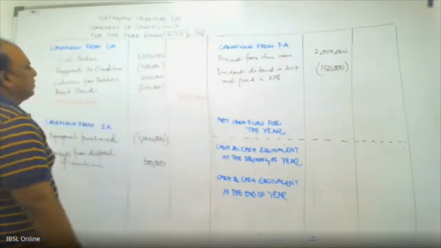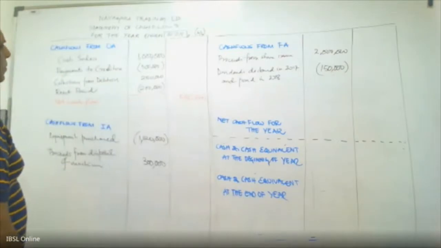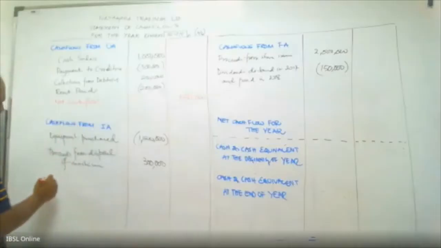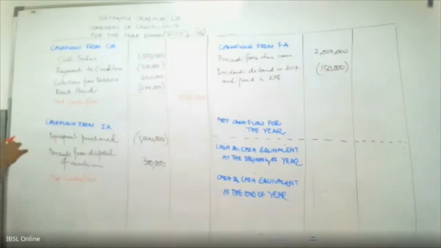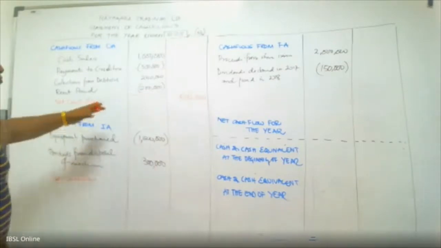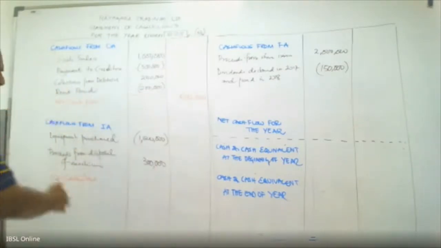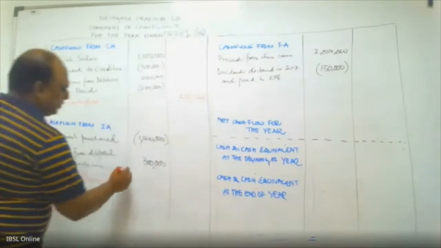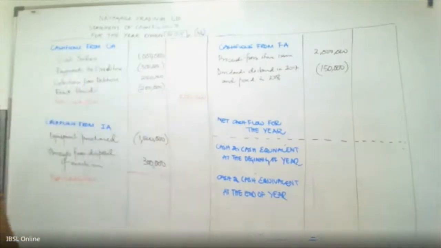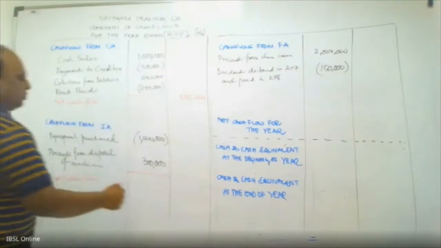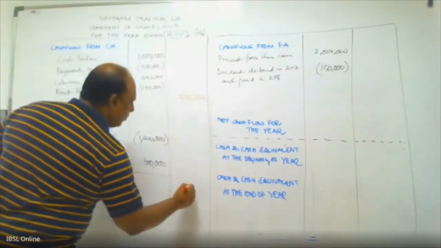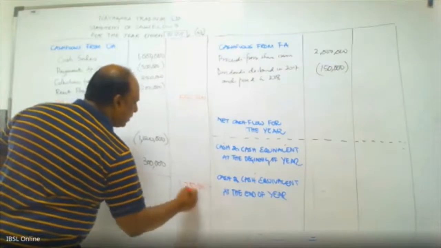Am I correct? Yes, sir. Then here I will take again the net cash flow. You can simplify this. Don't try to write it in full, net cash inflow, outflow, whatever. No, net cash flow. I don't mind. So here 1.5 million outflow, 300,000 inflow. So that will give me 1.2 million cash outflow.